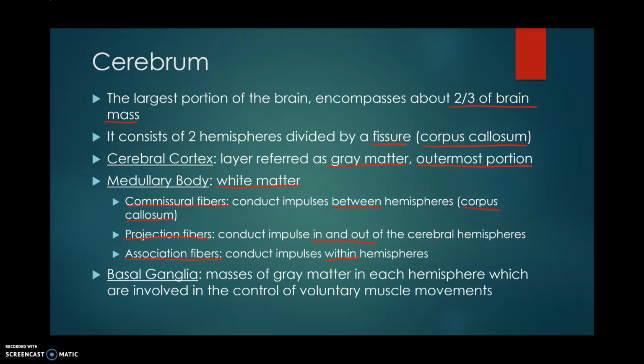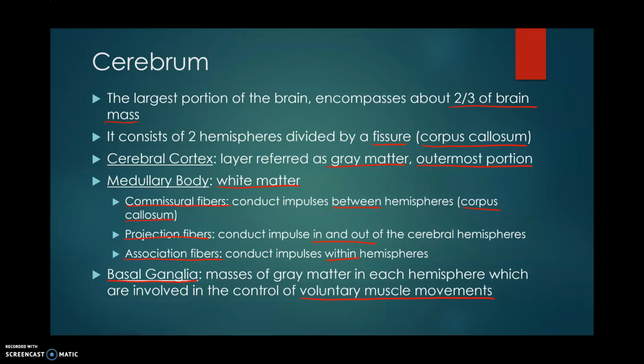And then last one here is our basal ganglia. So our basal ganglia are masses of gray matter in each hemisphere, which are involved to control voluntary muscle movements. So we talked a lot about voluntary muscle movements before, but what's going to be controlling that is going to be our basal ganglia here.